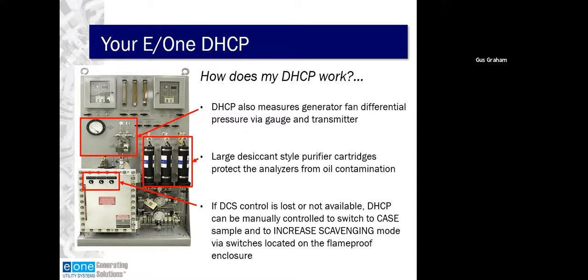In the event that you lose control from the DCS or it's not available in some of the installations, the DHCP can be manually controlled with switches that are located on the front of the flame-proof enclosure. These switches control whether you're sampling from the turbine end, collector end, or the case, and can be used to increase the scavenging mode, as well as selecting calibration and purge mode.